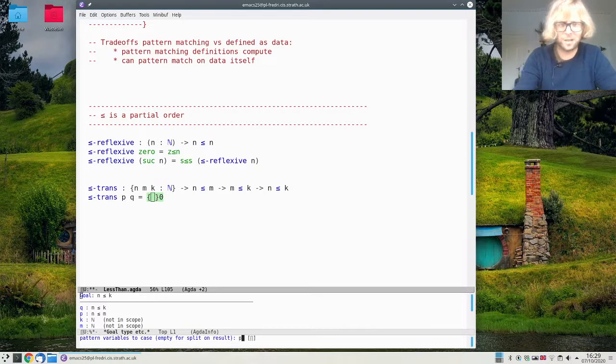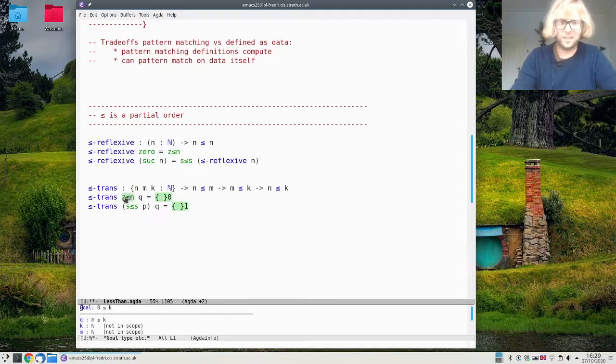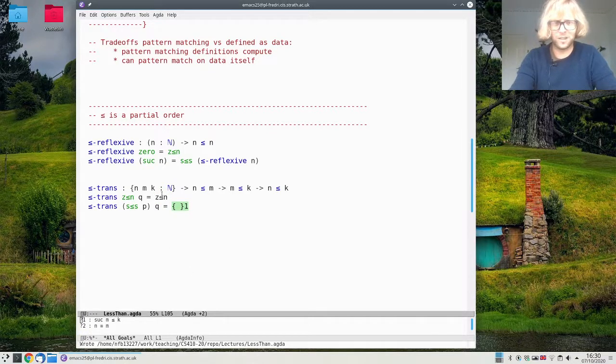Right? So let's pattern match on the p, and we see that this could either be a 0 less than n, or it could be a successor less than successor proof. And what we have learned here is that if this is this one, then n must have been 0 to start with, right? Which means we have this more refined goal, and we can use the same proof that 0 is less than n in order to prove this.